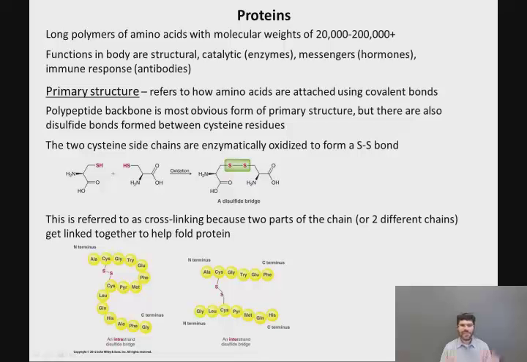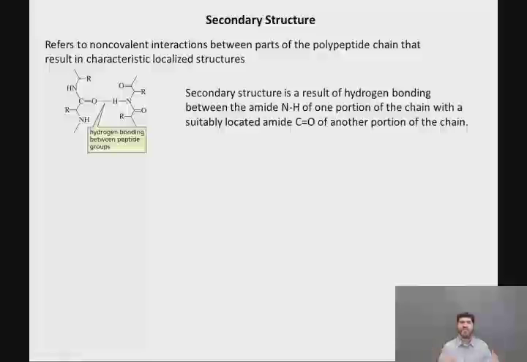And the process of forming disulfide bonds is referred to as crosslinking, because either two parts of the same chain or even two different chains get linked together covalently, and that helps to fold the protein into its active conformation. Okay, so disulfide bonds are part of primary structure. Then we get to secondary structure.